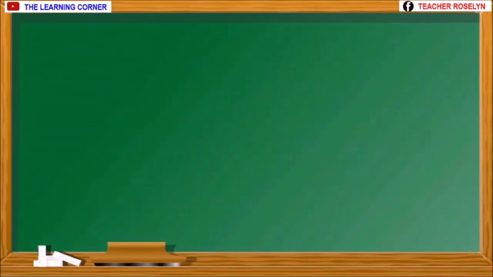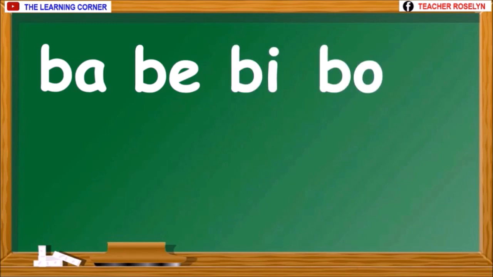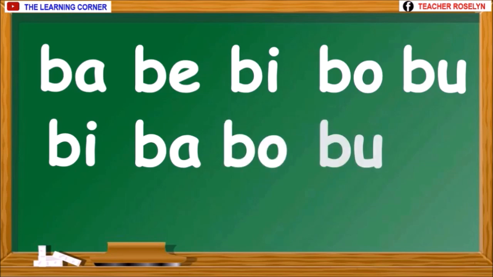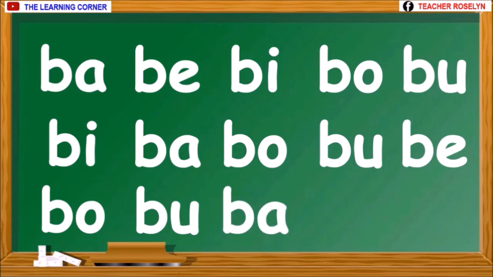Now, let us read these syllables. Repeat after me. Ba, Be, Bo, Ba, Be, Bo, Be, Ba, Bo, Ba, Be, Bo, Ba, Be.